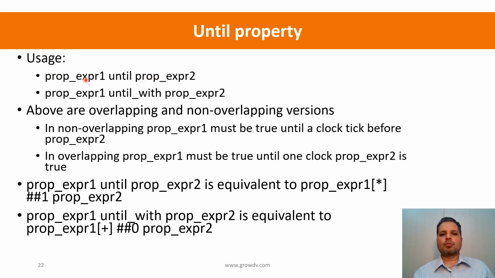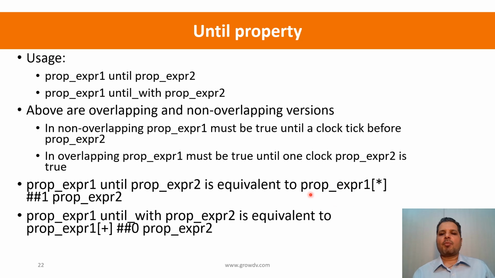So there should be a 1 clock gap between these two, and with until_with property expression 2, there should be a 1 clock overlap between these two properties. That is what this particular operator is expressing. And if we look at the equivalent forms, it will become more clear.